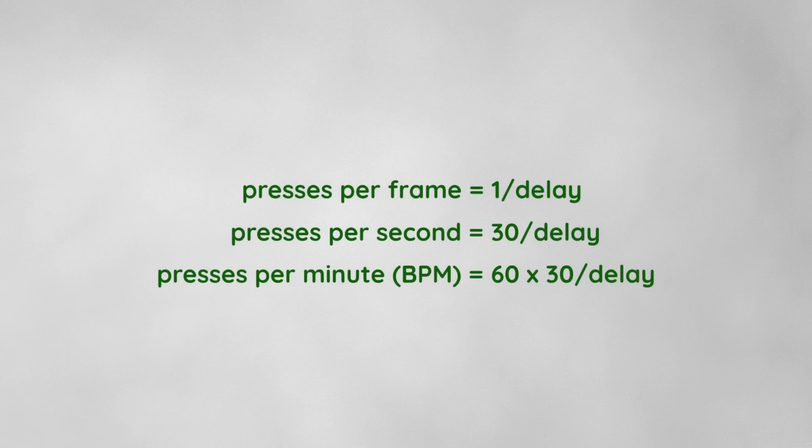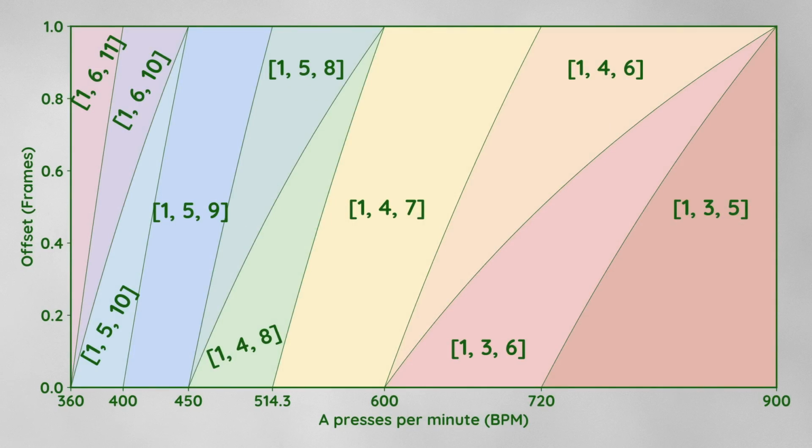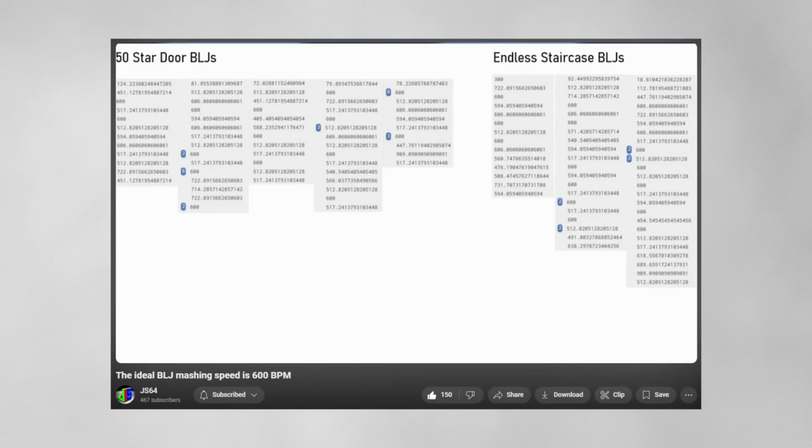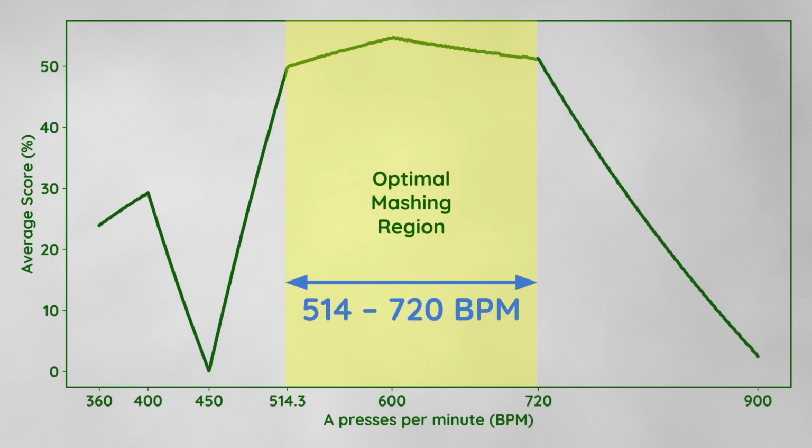Let's convert these plots into the number of A presses per minute, i.e. the BPM of our button mashing. And we find that the optimal mashing speed is between 514 and 720 BPM. If we average over the random offset values, we conclude that the best button mashing speed is 600 BPM. This was already the accepted answer, as discovered by JS64 using a separate methodology to mine. But we now know that this condition is not so strict. In reality, we can mash with a BPM anywhere between 514 to 720 and achieve pretty much the same results.